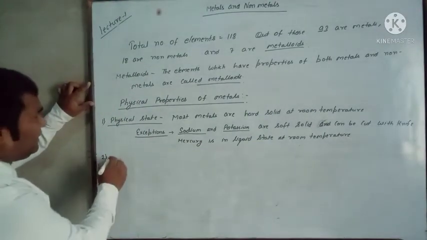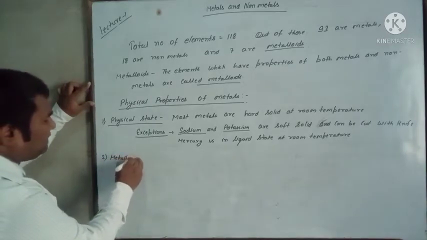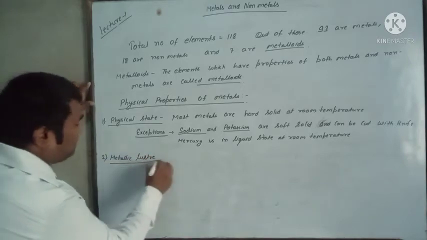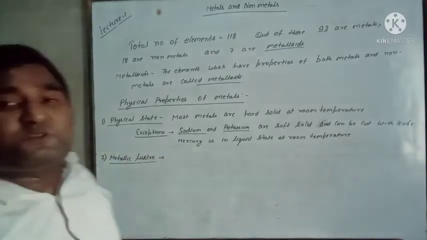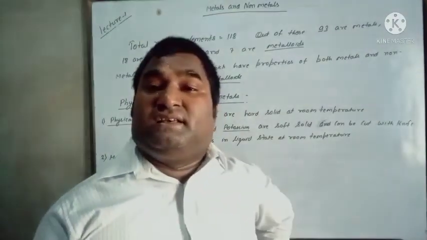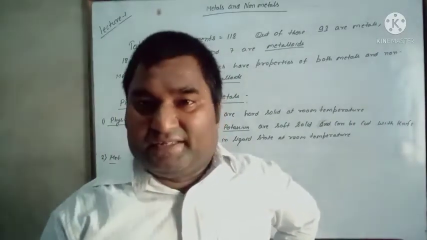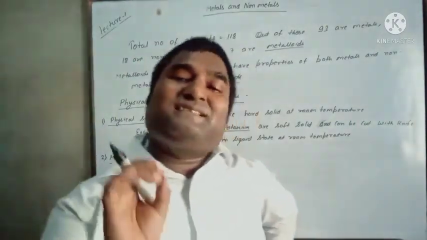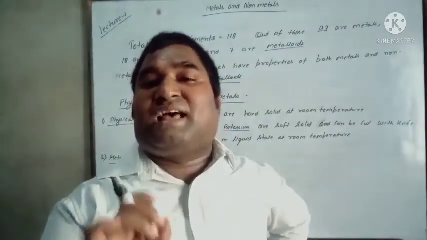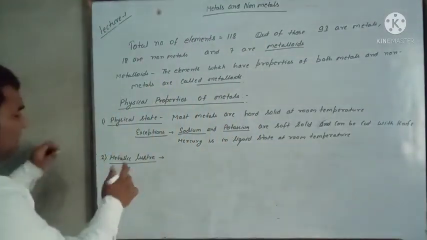The second physical property is metallic luster. Metallic luster means shine. Metals are generally lustrous, meaning they have a shiny appearance. This shiny appearance of metal is called metallic luster.